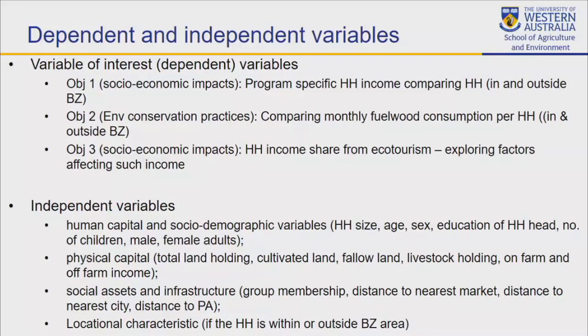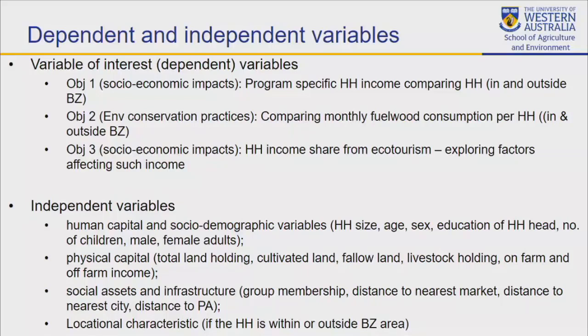So the dependent and the independent variables of this research are as follows. For objective one, that involves determining the socio-economic impacts of income generating activities, program-specific household income will be considered as a dependent variable, and we will compare the program-specific household income between the households inside and outside the buffer zone. For objective 2, which involves evaluating the impacts on environmental conservation practices, monthly fuelwood consumption per household will be taken as a dependent variable. So we'll be comparing this monthly fuelwood consumption per household in the households inside and outside the buffer zone.